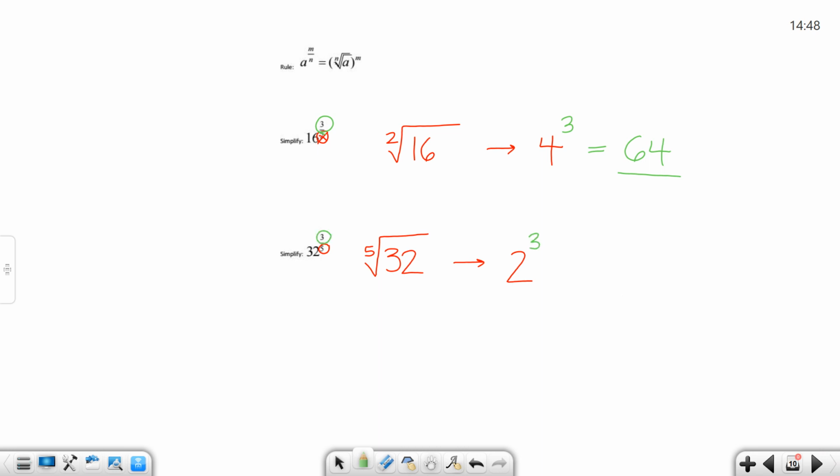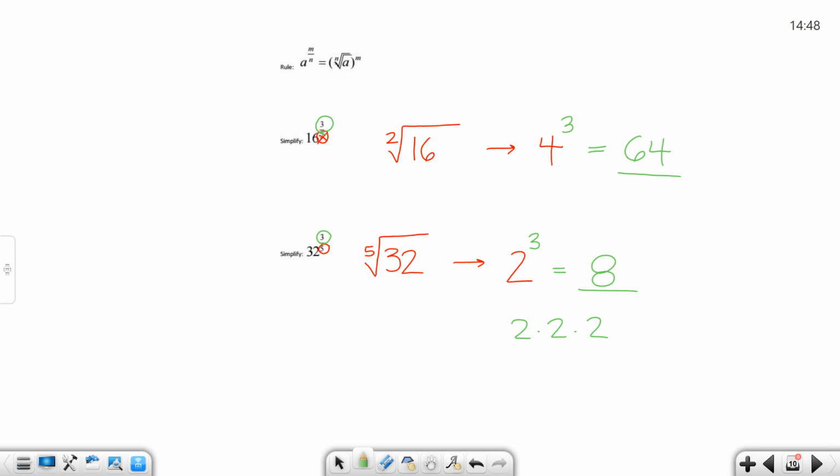Here's my top number, 2 to the 3rd. 2 to the 3rd is 2 times 2 times 2. It is not 6. 2 times 2 times 2 would be 4 times 2, which is 8. And that's what we would get with that one.